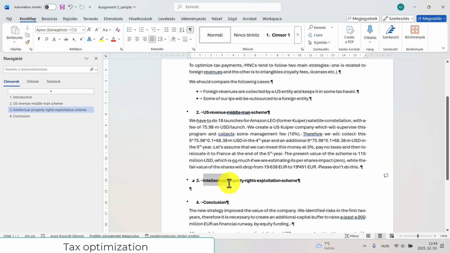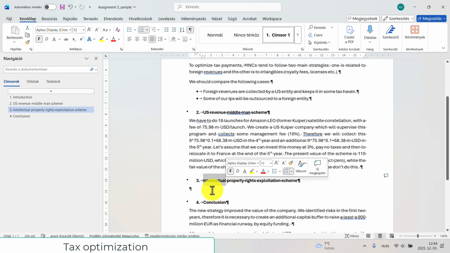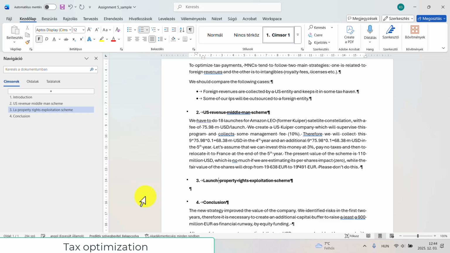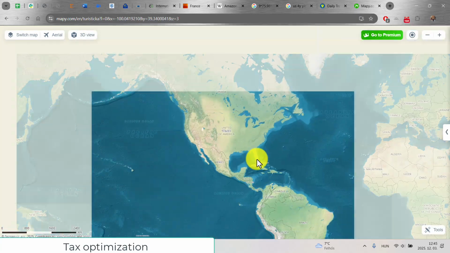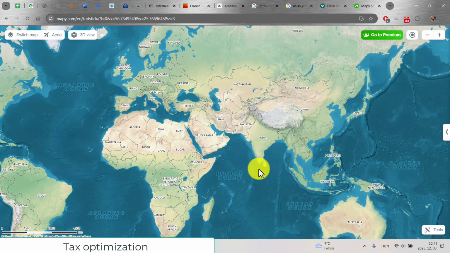So instead of using intellectual property rights claim, let's use launch facility property right exploitation scheme, because this one is good. So we have a global monopoly. Nobody has a launch pad at the equator on the planet right now. Everybody is far away or close enough, but nobody. Indian Space Agency, the ISRO. They are also far. So we are the closest.